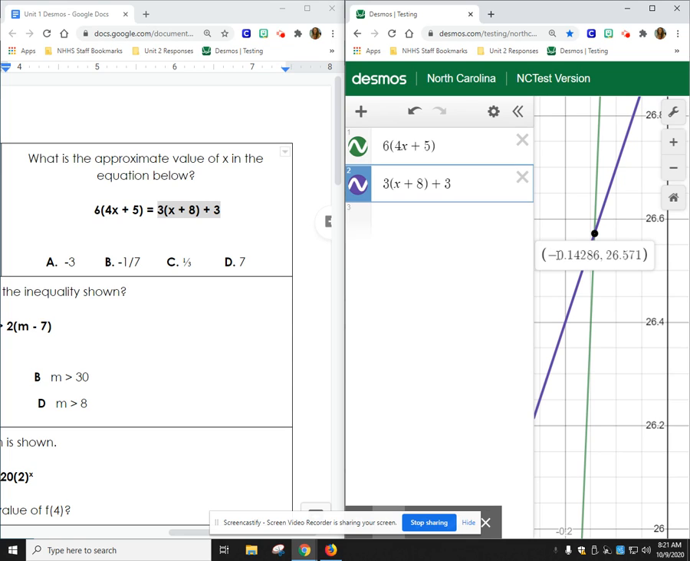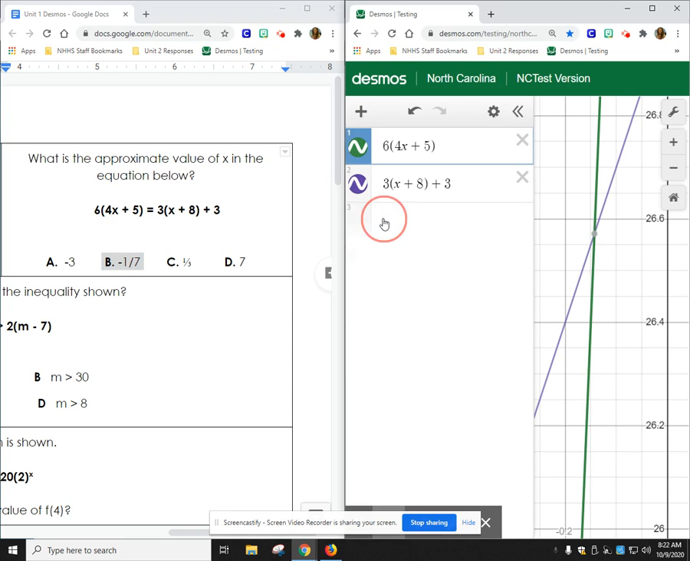It intersects at negative 0.14286. I don't know about you, but I don't know what that fraction is off the top of my head, so I'm going to eliminate some answer choices based on what I know. I know that the answer for x is a negative number. I know that it's not negative 3. It could be negative 1/7. It is not going to be positive 1/3, and it's not going to be positive 7. So by process of elimination, you should know that it is negative 1/7.